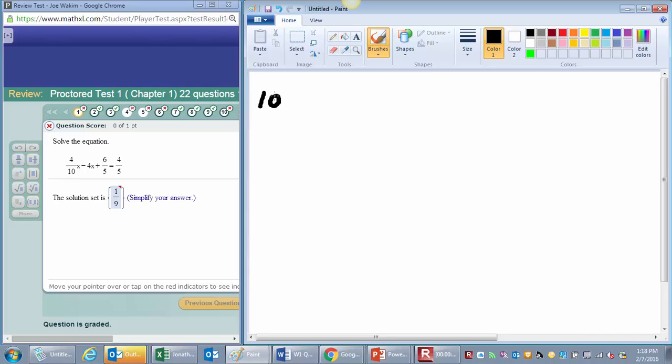This would be 10 times 4 over 10x. And then multiply 10 by 4, that would be 40. So that's 40x. Multiply 10 times 6, 60. And 60 divided by 5 is 12. So that would be 12.